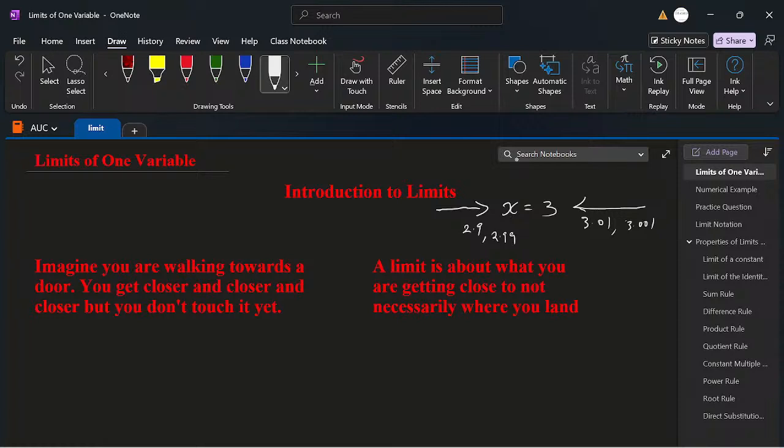So let's say you have another number, let's say 6 for instance. The left hand side will be 5.9, 5.99 for instance. These are the numbers you have on the left hand side as you move towards 6. Similarly you have the same thing here, 6.01, 6.001. Okay, so let's look into a numerical value of this.